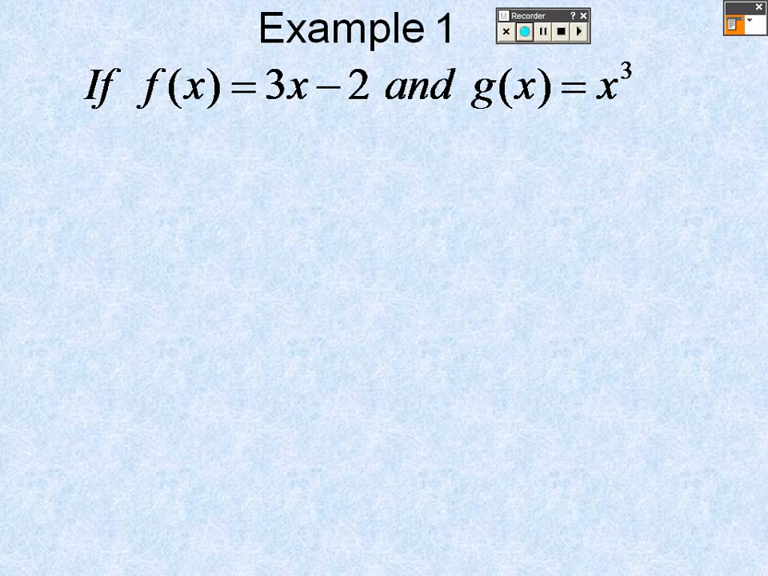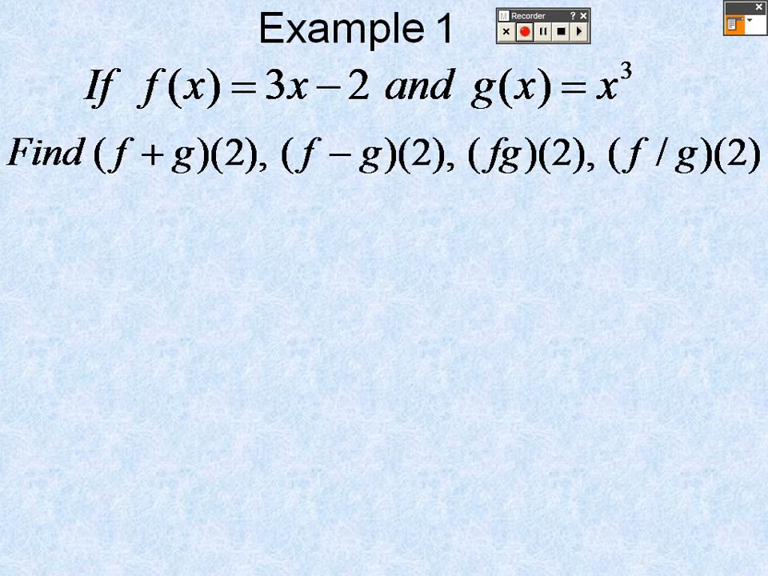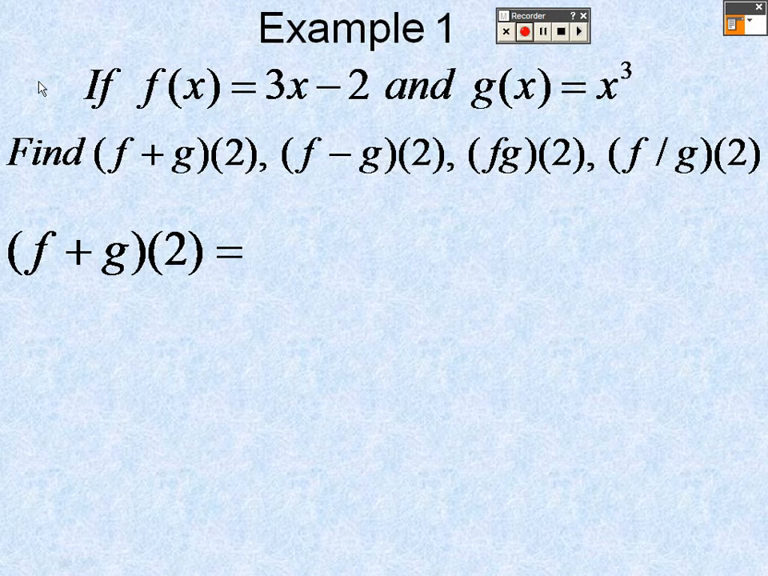So if I gave you f of x and I said that that was 3x minus 2, and then I gave you g of x and said that was x to the third power. If I said, add them together and plug a 2 in for x, subtract those two, but also put a 2 in for x, multiply those two, but put a 2 in for x, and then divide those two and put a 2 in for x, is basically what all of those are saying. So this first one, it's basically saying put a 2 in here and put a 2 in here. Get answers for each of those and add them together.